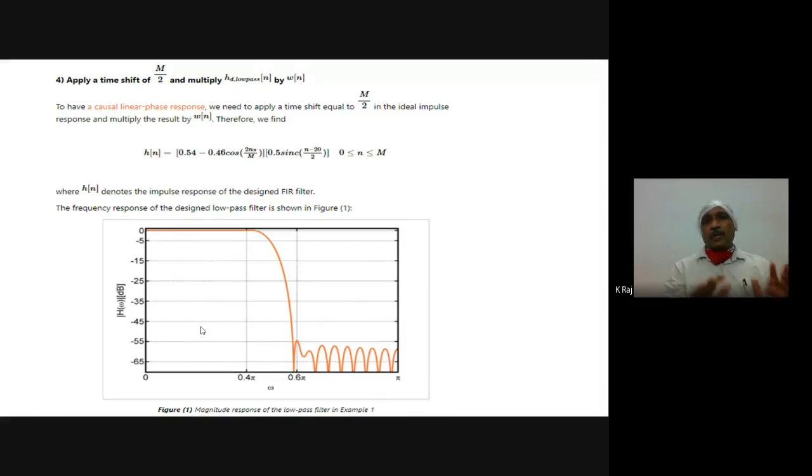And now we will compare this response with the required response, whether we are getting the response as per our requirement or not. If it is in the permissible range, it's okay. Otherwise, there is a need of modification of the window, or we have to select another type of window here.